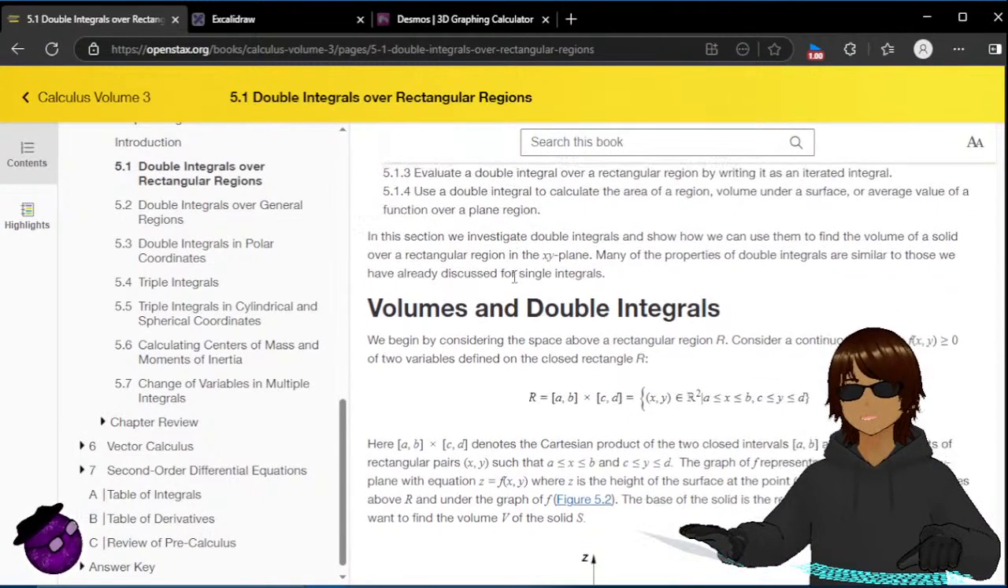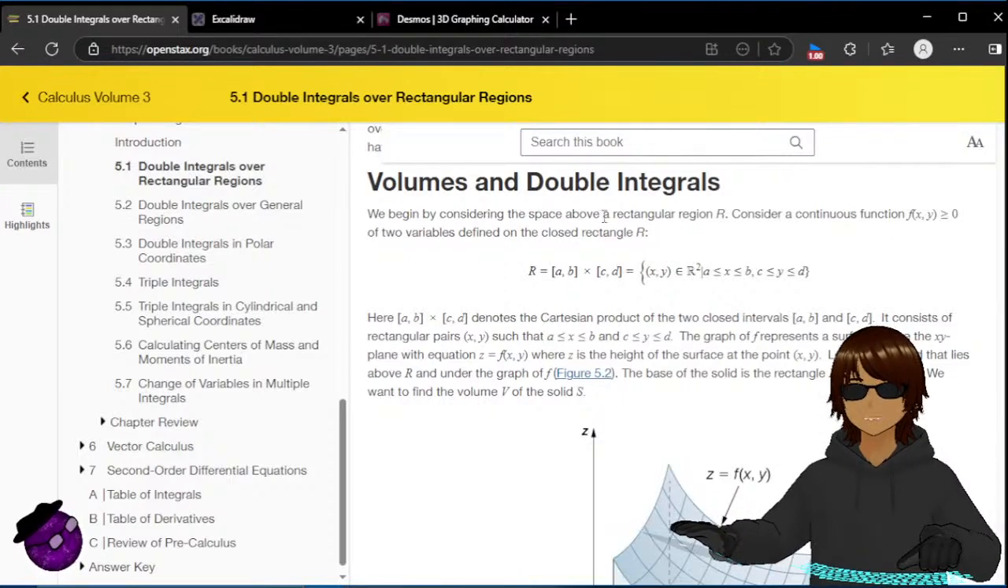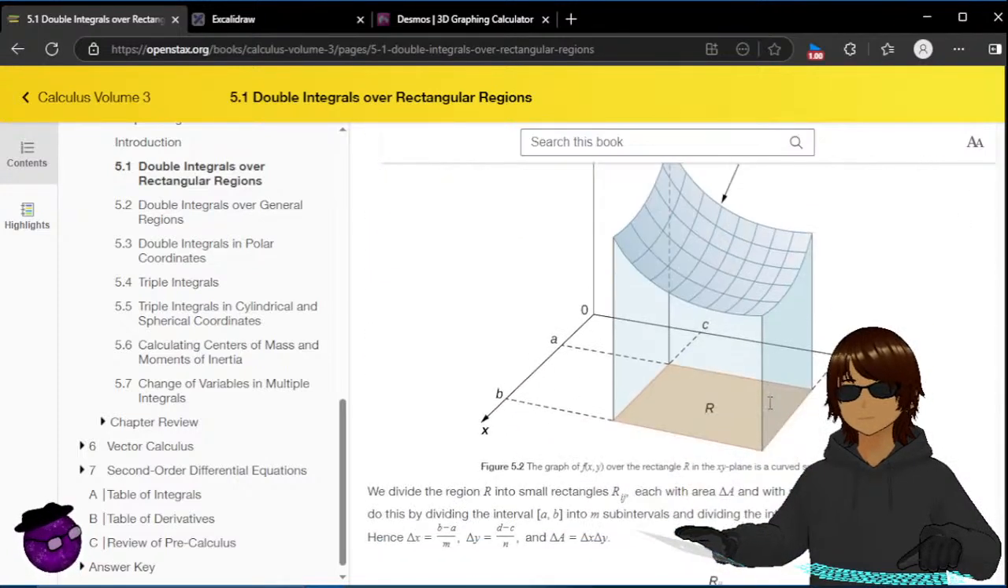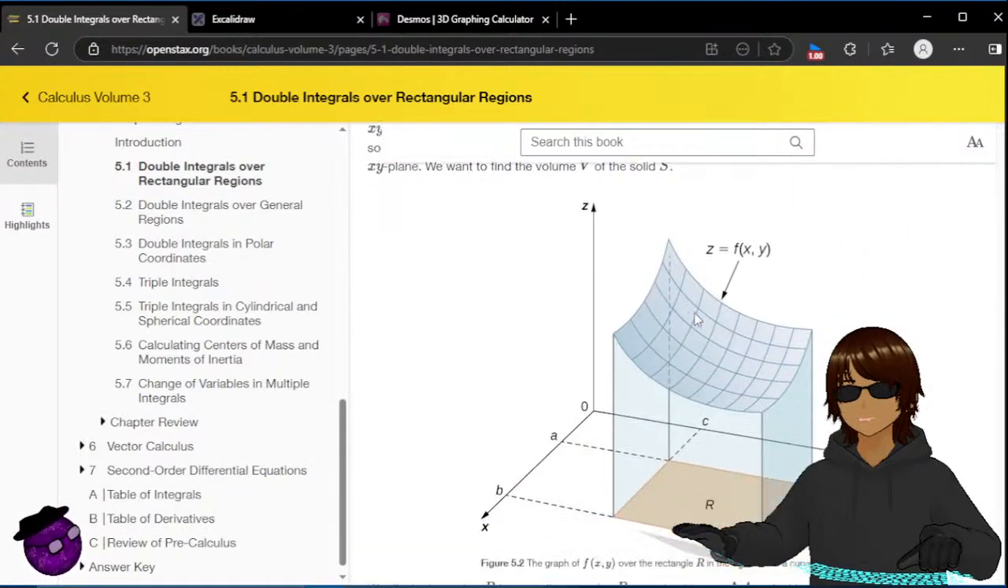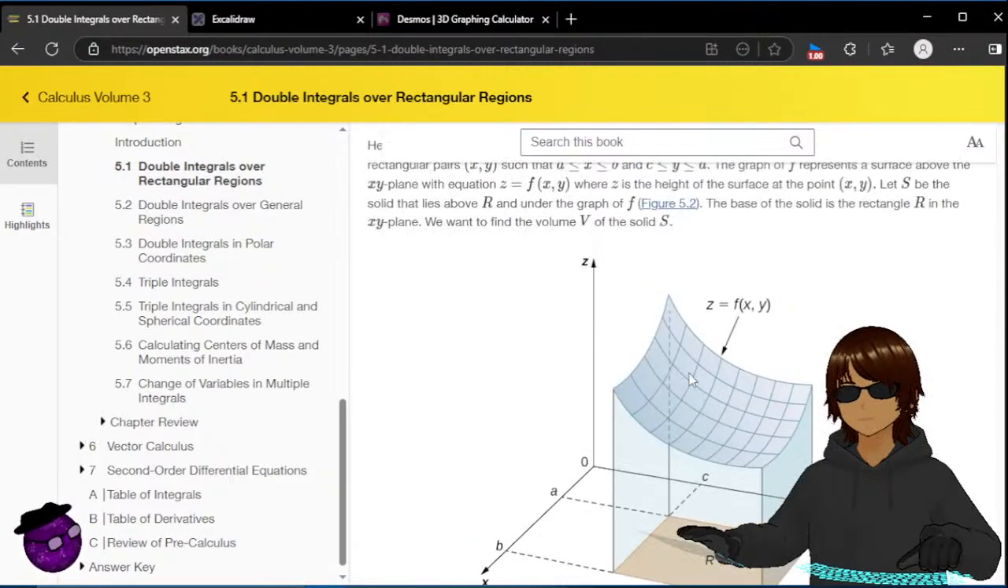So, volumes and double integrals. We begin by considering the space above the rectangular region R. Consider a continuous function f(x, y) ≥ 0 of two variables defined on a closed rectangle R. Okay, so we have this surface and we have this region.